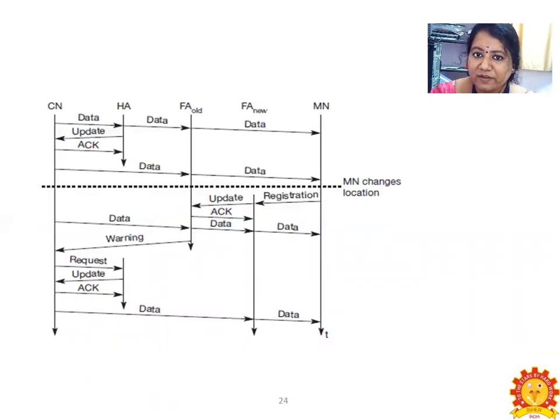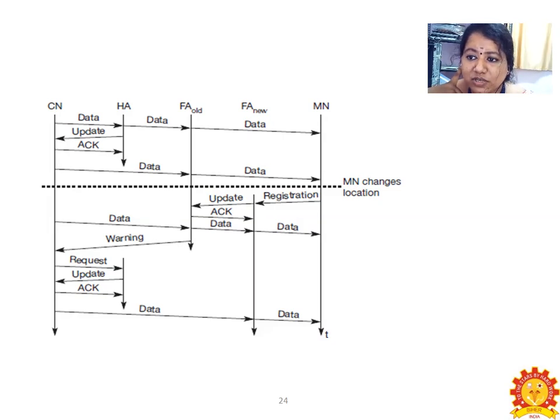So this is a frame format for the CN, HA, FA old, FA new, and the MN. Here the data is sent from CN to HA. From there, the data is sent to FA old, and from FA old to FA new through the mobile node. So it will receive an acknowledgement and update the HA from the CN. Next, for that update, the CN will acknowledge the HA and again send the data to the FA old. From there, it goes to the FA new.